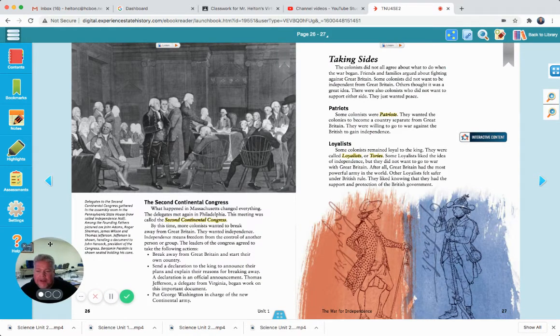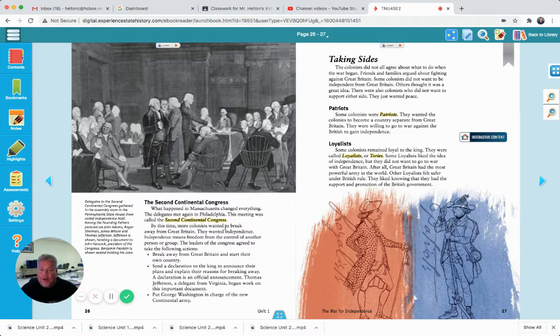Well, we had the First Continental Congress, and now we've got the Second Continental Congress. So the first one didn't work so well. They decided to meet again. If the king didn't do what they said, well, he didn't. So now they're meeting again. What happened in Massachusetts with the fighting at Lexington and Concord changed everything. The delegates met again in Philadelphia, and this meeting was called the Second Continental Congress. Remember, you had the first, and this one is the Second Continental Congress.